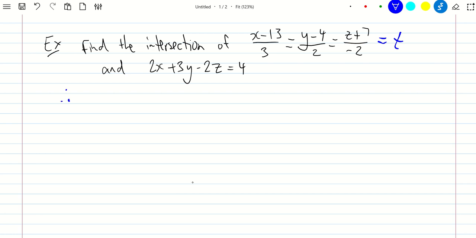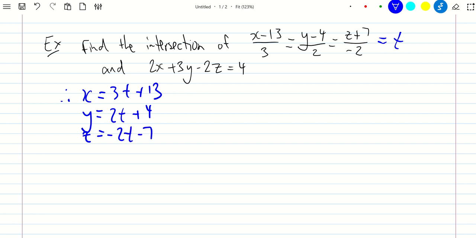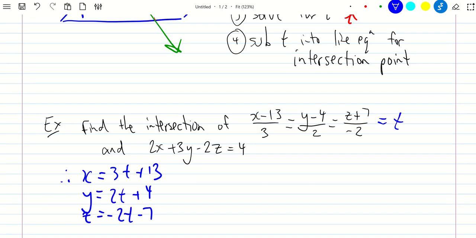So in parametric form, x is equal to 3t plus 13. y is equal to 2t plus 4. You must be getting good at this by now. And z is equal to negative 2t minus 7. Just double check those with positives and negatives: 3t plus 13, 2t plus 4, and negative 2t minus 7. Yep, all good. So there's my parametric equation. I've written them in that form.